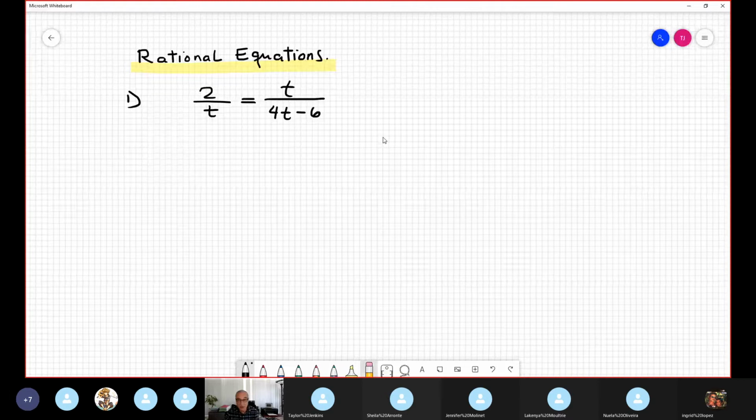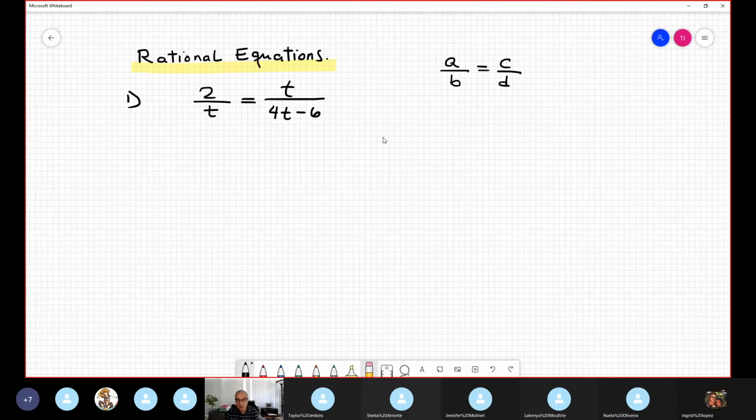Look. Sometimes we have a proportion, A over B equals C over D. When this situation happens, we can apply cross multiplication. A times D is equal to B times C. This is the case where we can apply cross multiplication. It's one possibility. Frequently this possibility is good, but not always.